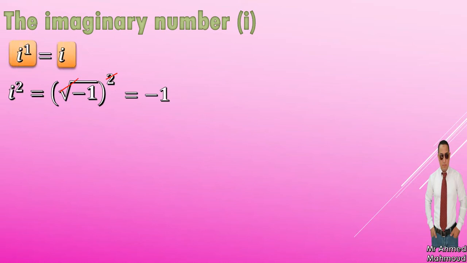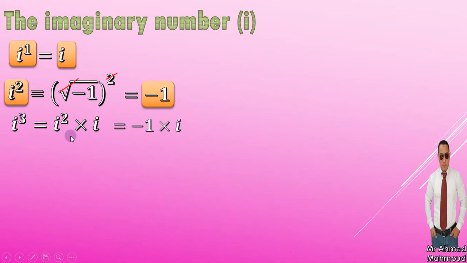Okay, I to the power of 3 equals I power of 2 times I. But I power of 2, as I said, equals negative 1. So we will put in place of I power of 2 negative 1, and it will be negative 1 times I. Finally, it equals negative I. So I power of 3 equals negative I.